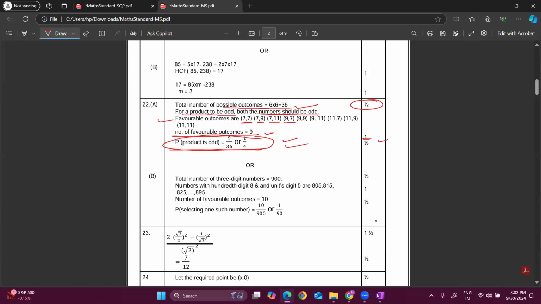CBSE checks the exam papers, question papers, answer sheets. Okay. Yes, ma'am. Is this a question of 2 marks? Yes, beta. Okay. Yes, ma'am.